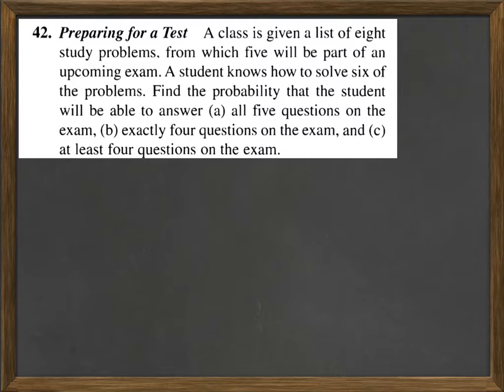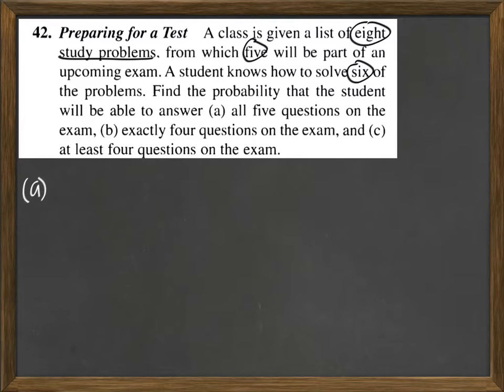Preparing for a test. The class is given a list of 8 study problems from which 5 will be a part of the upcoming exam. The student knows how to solve 6 of the problems. Find the probability that the student will answer all 5 questions, exactly 4 questions, or at least 4 questions on the exam. So let's start talking about probability yet again.